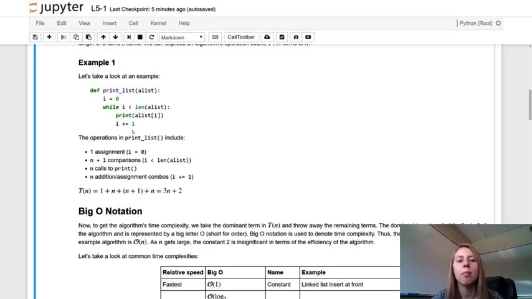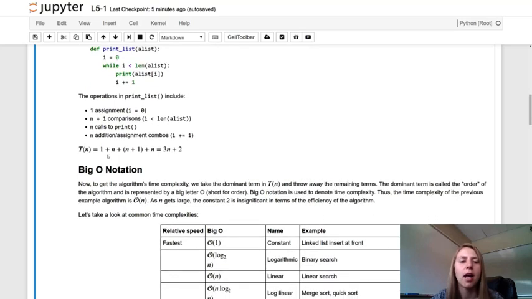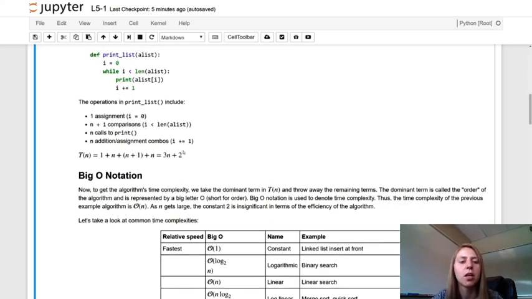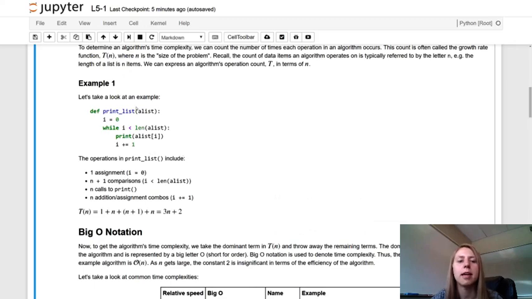So if I sum up all of these operations, I have a growth rate function, T of n, is 1 plus n plus 1 plus n, which is 3n plus 2. So our growth rate function, T sub n, for the function printList, the algorithm for printing every item in a list, is 3n plus 2.